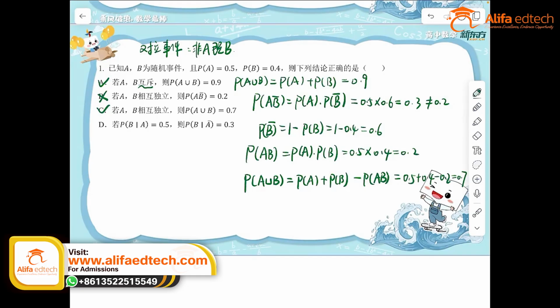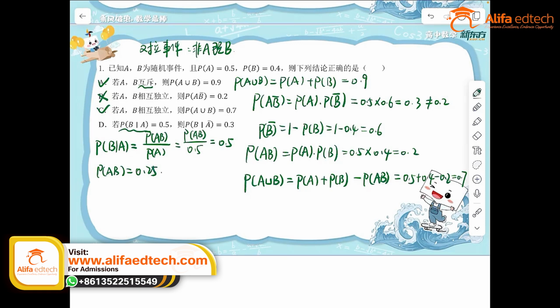For option D, it's testing our understanding of conditional probability. First, it gives us the probability of B occurring given that A has occurred, which is 0.5. So let's write out the formula first. P of B given A should be equal to P(AB) divided by P(A). Now P(A) is our 0.5, and dividing by 0.5 equals 0.5. So we can determine that the probability of A and B happening together should be 0.25.